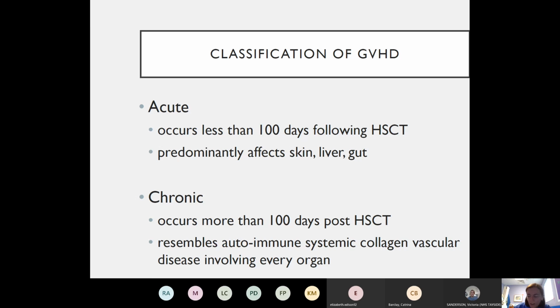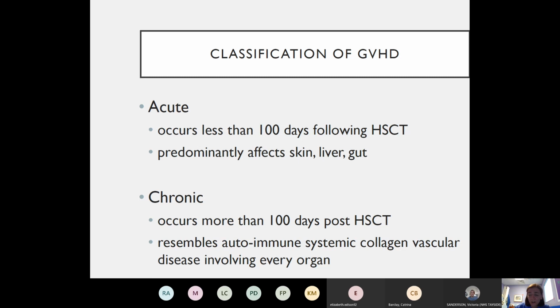But in fact, chronic GVHD is much more about humoral immunity and the involvement of B cells in the whole process. And it is much more like autoimmune systemic collagen vascular disorders. And it's multi-system and it's horrible. They're really different, but the difference is not the days post-transplant.